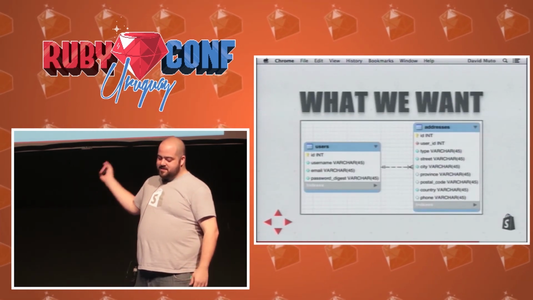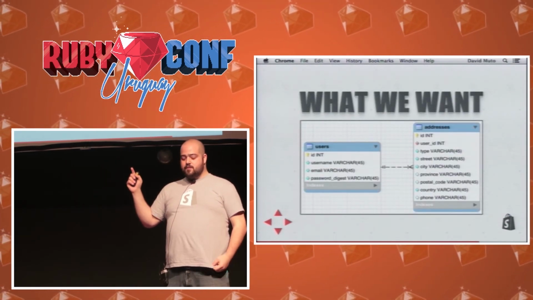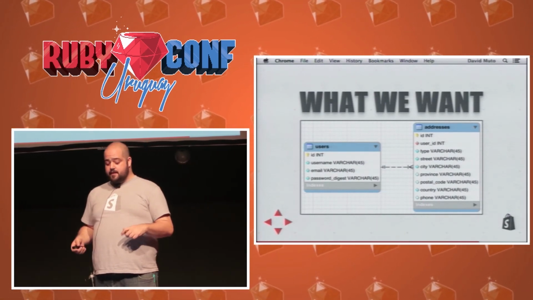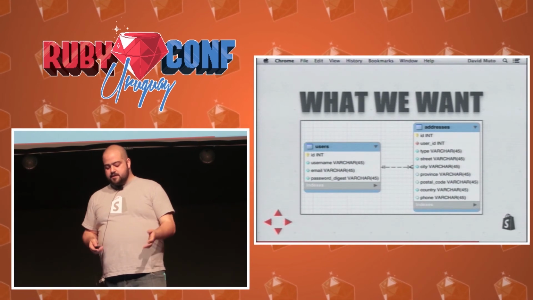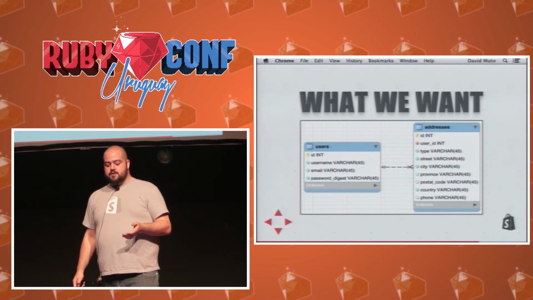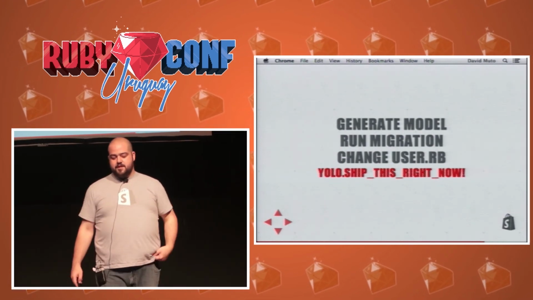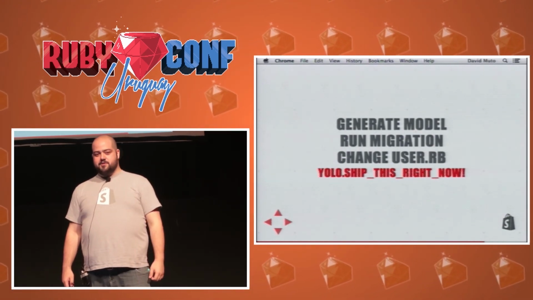What we want is to switch this out. What we want is to pull the address stuff out, and we're going to make it so that users can have multiple addresses, just in case. Why not? It's just a simple one-to-many. So how do we do this, right? Generate the model, run the migration, change user.rb to work, and then YOLO ship this right now, right?